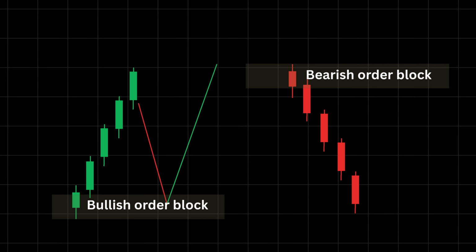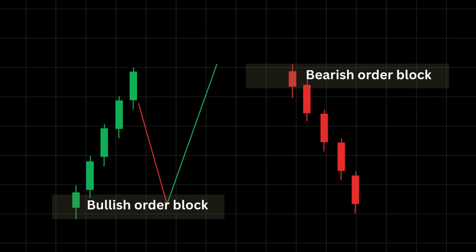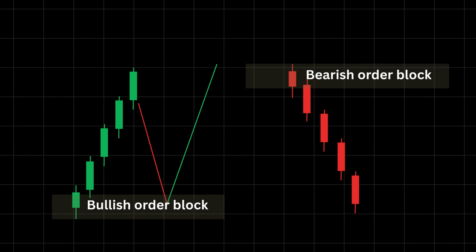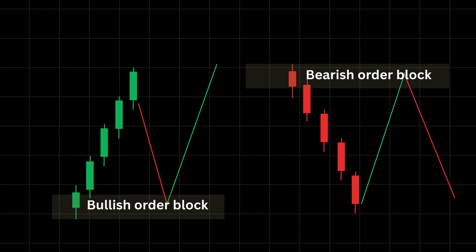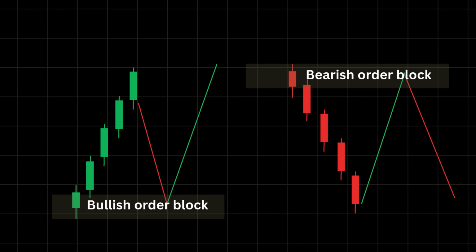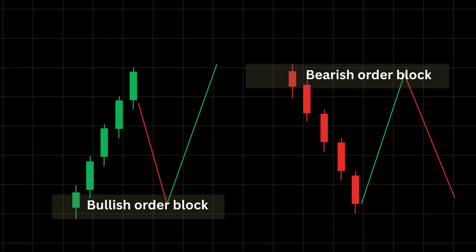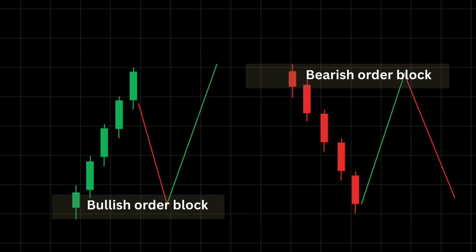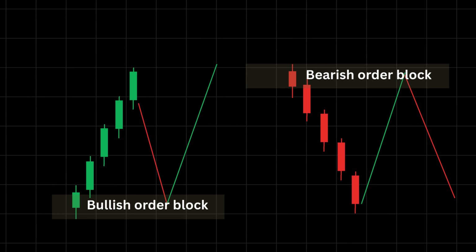Once these zones form, they're not just forgotten. Price often returns to test them. Why? Because the market wants to see, are the big players still defending this level? And that retest, that's where you come in. It's your high probability entry point, if you're aligned with the smart money flow.